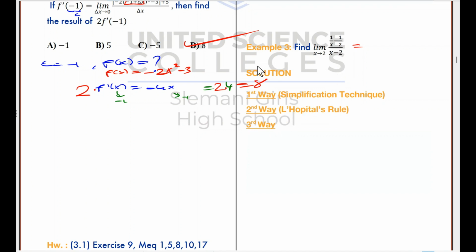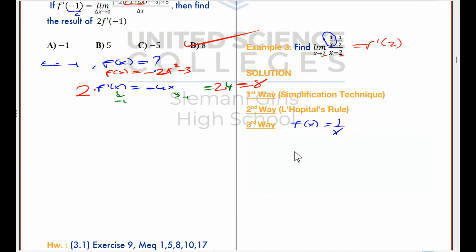Another way, third way, the new way, I should recognize that form and know this as f prime of 2, the derivative of the function at c, which is 2. So I can do this easily. So I should determine what the function is first. What is the function? F of x is the first one that's written at the top, which is 1 over x.